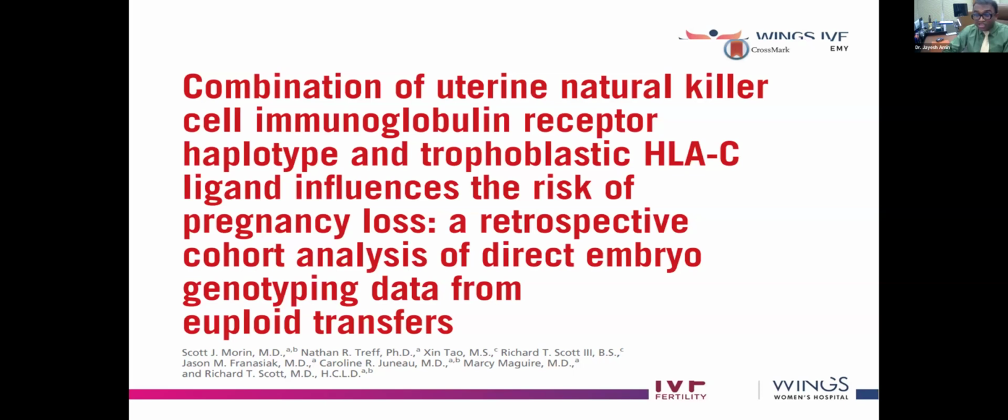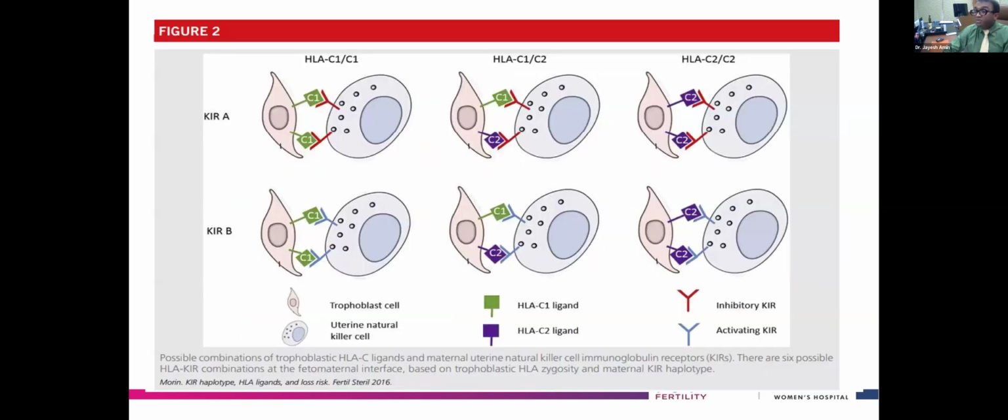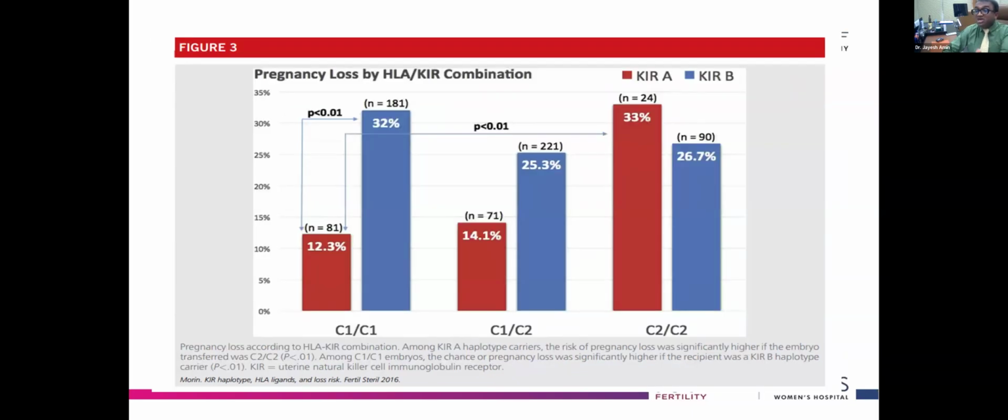So combination, again, this is the one paper which was published recently, and they say combination. Look at this combination. I already said that if C1 is there, it is activation, and if it is associated with BB, then again there will definitely be a pregnancy loss and no implantation. But if there is a C2 embryo, and if there is AA, then again there is a problem. So here they are showing that if the embryo is C1 and there is a combination of BB, then there is a higher chance of pregnancy loss and a higher chance of implantation failure.